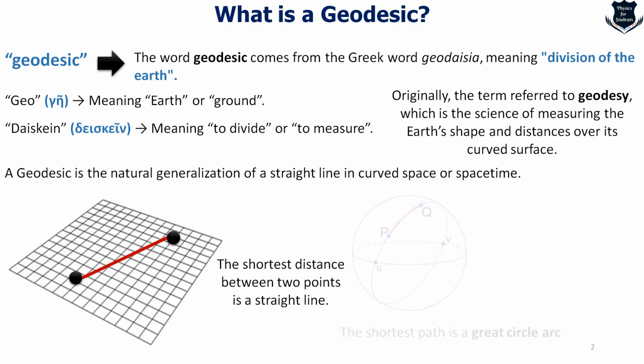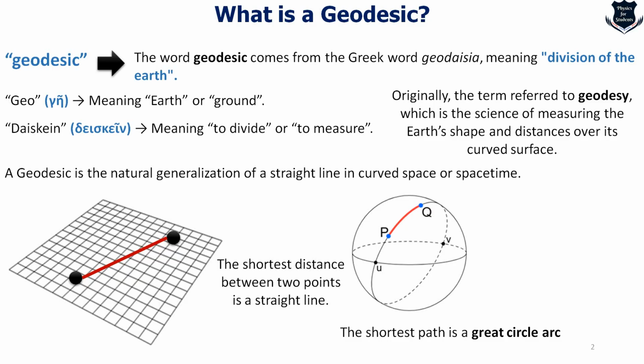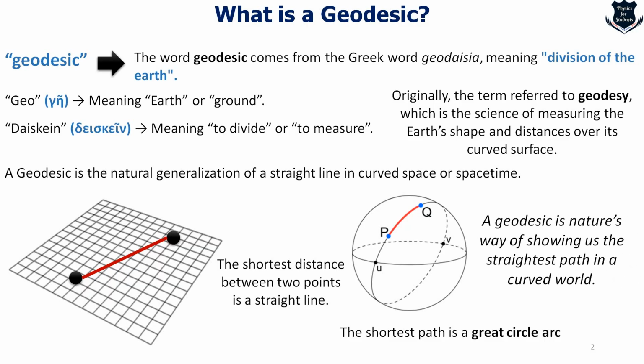However, when we take the Earth's surface, a spherical shape, we find that the shortest path is not a straight line, but rather what is called a great circle of the Earth. From here, we can deduce that a geodesic is nature's way of showing the straightest possible path in a curved world or curved space-time. So it comes from the Greek words and means related to measuring Earth's shape and distances. In a plane, it is the shortest path, the straight line between 2 points, and on a sphere, it is the great circle arc.